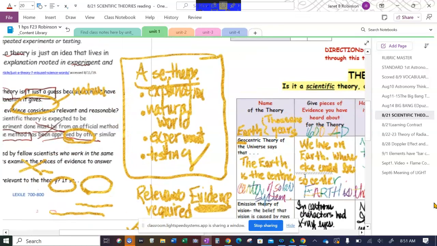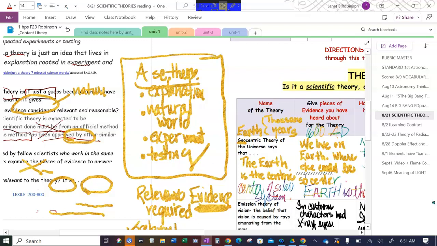A scientific theory is an explanation. A scientific theory is about the natural world. A scientific theory requires experimentation and testing in order to be a scientific theory. So we could put relevant, reliable evidence, right? And that's what the next paragraph is about.